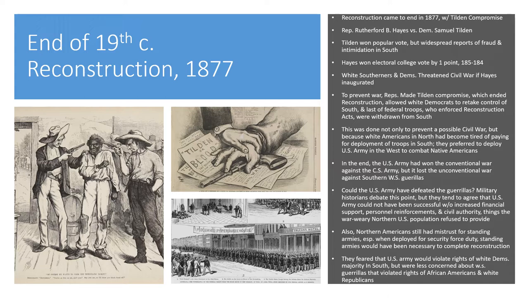And to go along with this, keep in mind that Americans, even Northern Americans, still had a lot of mistrust for standing armies, especially when they were deployed as a security force rather than as a military force fighting external enemies like Native Americans. They were nervous about the idea of the U.S. Army being used against U.S. citizens, even former Confederates. And Democrats in the South and Democrats in the North opposed the U.S. military and opposed Reconstruction because they disagreed with the goals of Reconstruction.